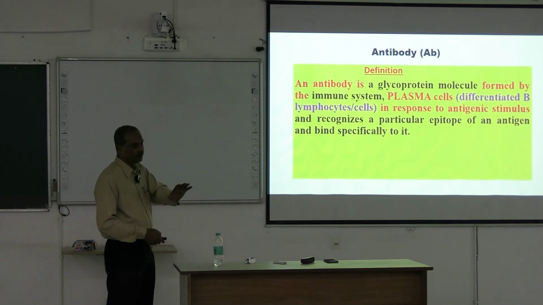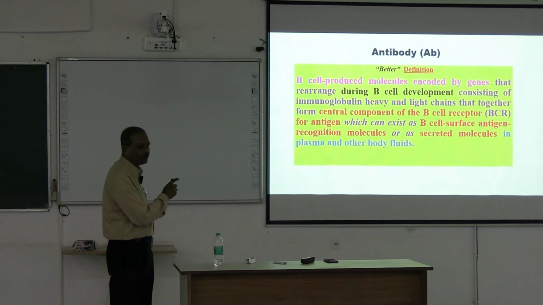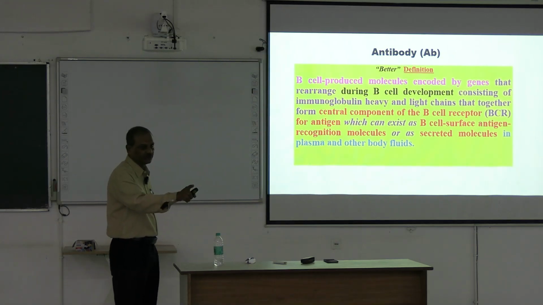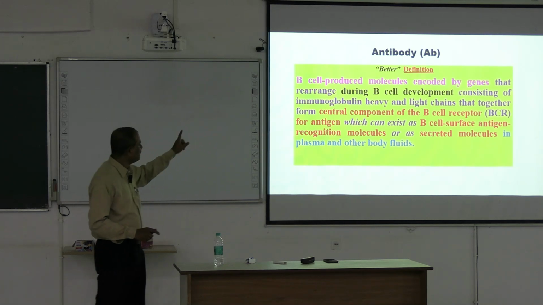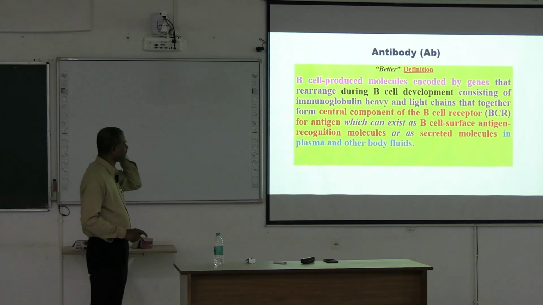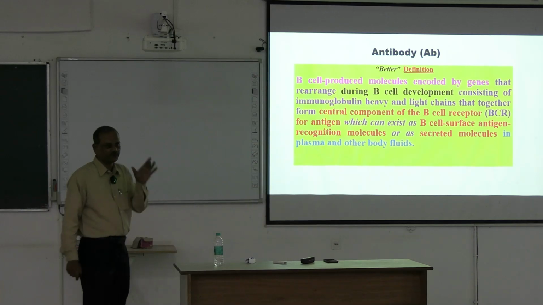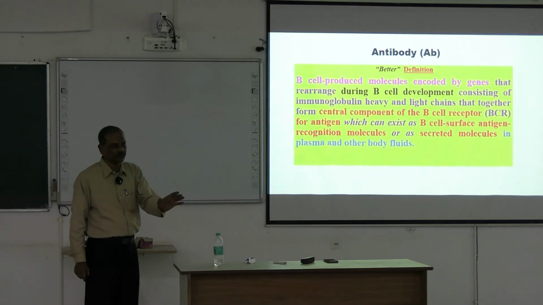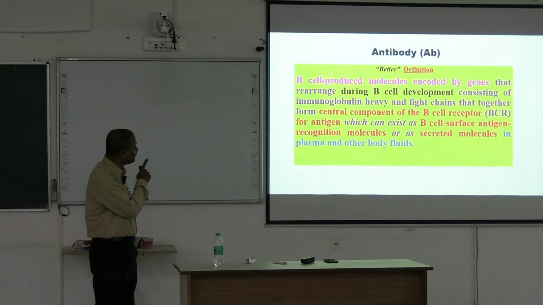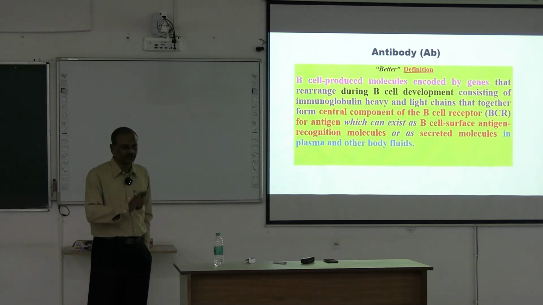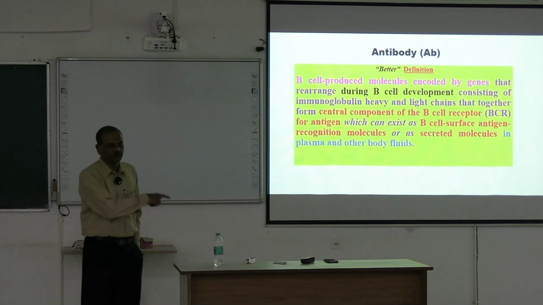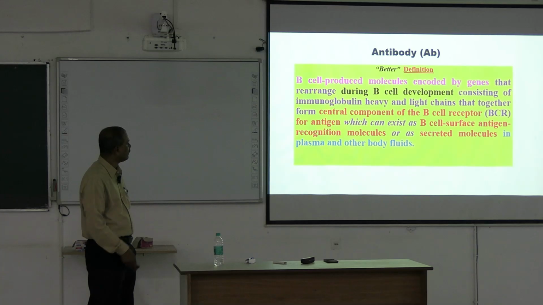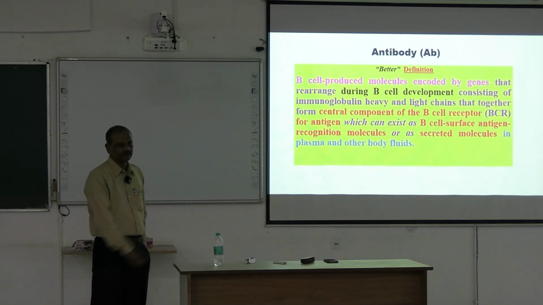One good definition I am telling you, this I will explain. You note down this thing, and in a little while I will explain it. B cell produced molecules are encoded by genes. That is a protein molecule, therefore it will be encoded by the genes that rearrange during B cell development, because B cells develop into plasma cells. So that genetic rearrangement is there. I will show you within 5 minutes how these genes are arranged, of the immunoglobulin heavy chain and light chain.